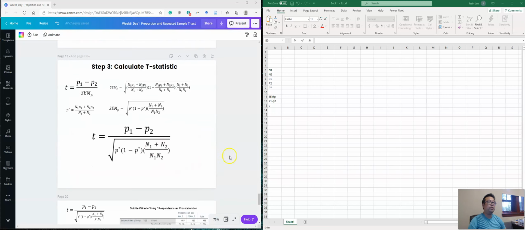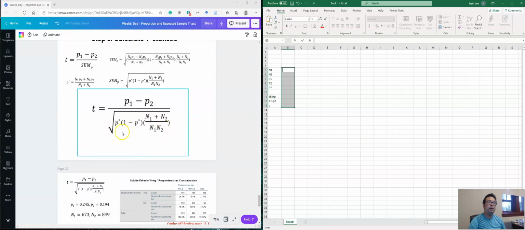Okay, so the calculation process. This is very difficult and very complex, but if you just know the order of the calculation, and if you make a successful calculation of the P star, the calculation will be easy. So the numerator means the difference between proportion 1 and proportion 2. So the proportion supporting or accepting suicide if someone is tired of living, of the male side minus the female side. So that will be the difference between those two proportions. It's very simple. And then the standard error is a little bit more difficult.